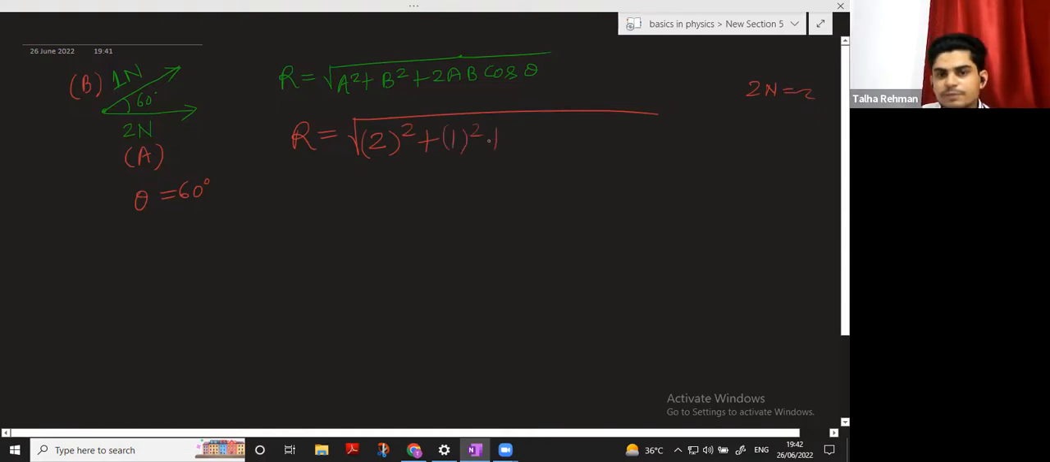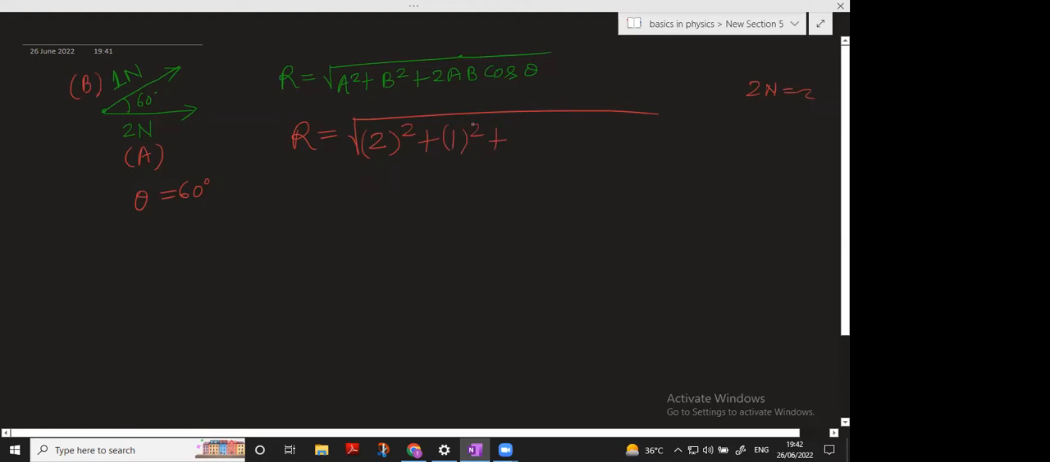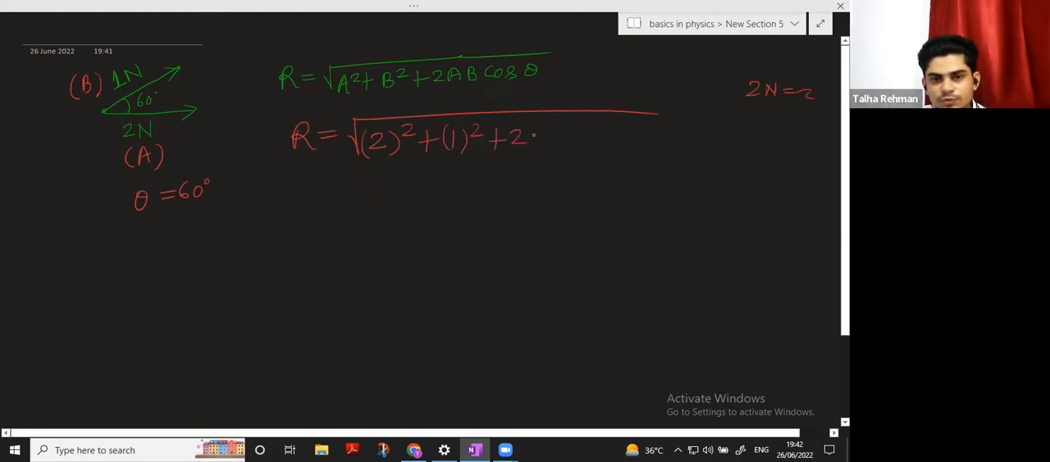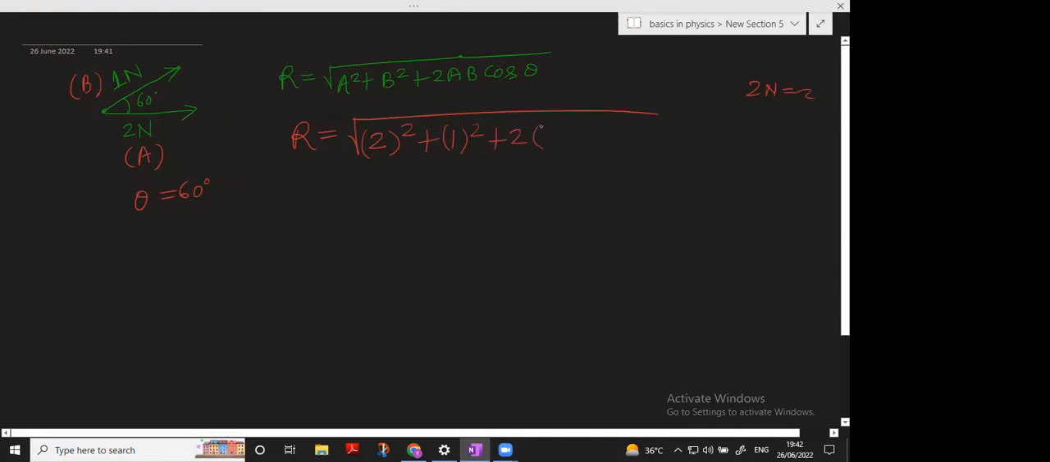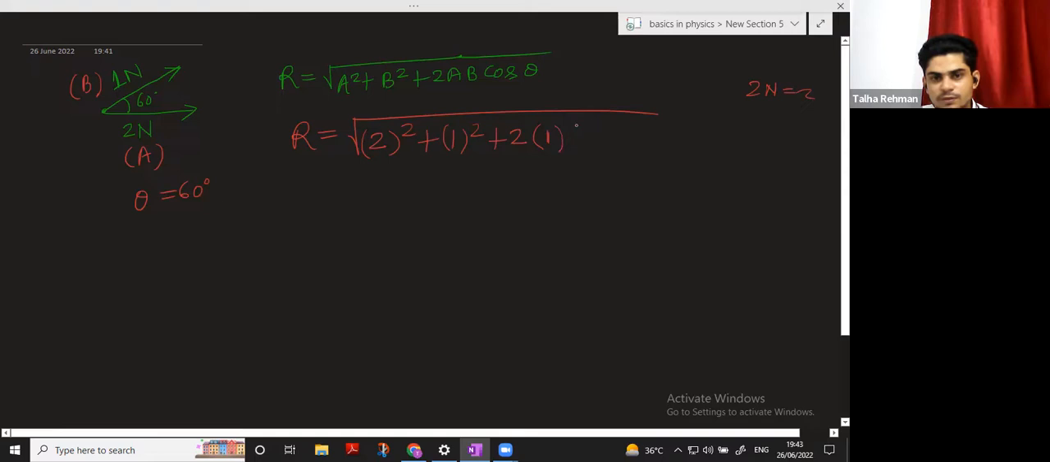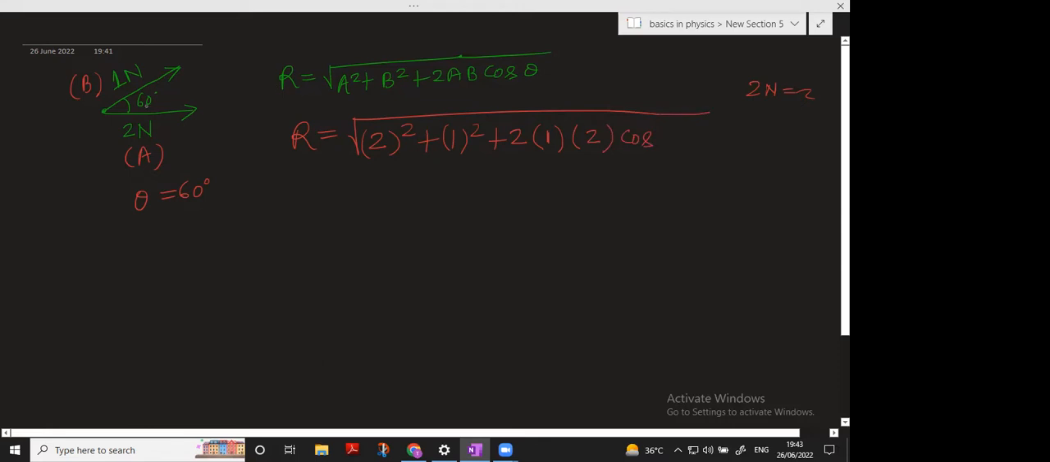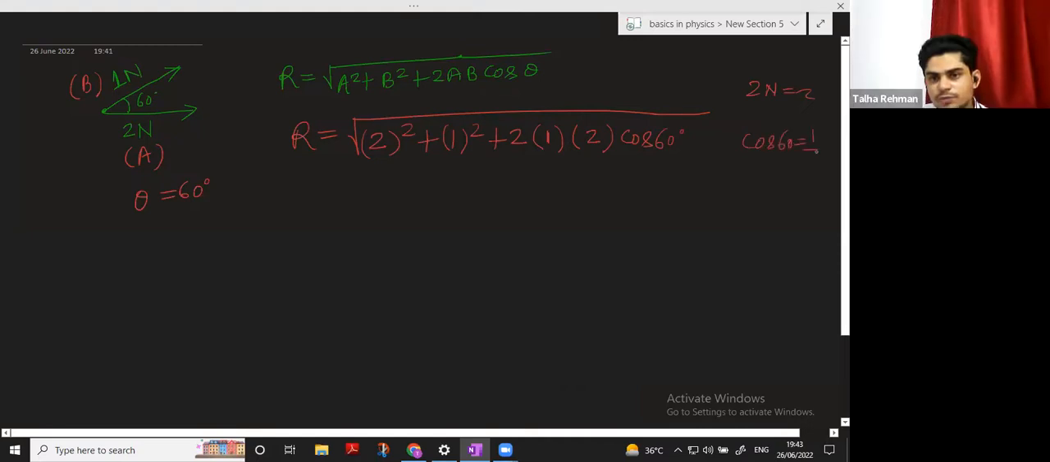Then Fatima beta, now Hamza. Fatima beta, please tell me what we will do after that. 2 into 2, 1 into 2 into 2. And after that, cos of what is theta? This is 60 degree. And cos 60 is equal to 1 by 2.